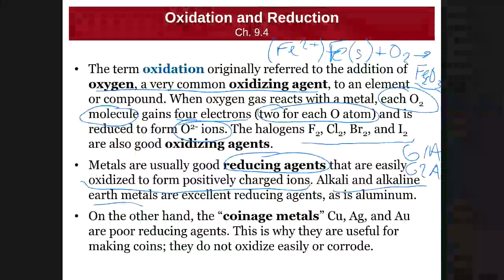All right, so alkali and alkaline earth metals, group 1A and group 2A elements, are excellent reducing agents. So is aluminum. On the other hand, your coinage metals, so copper like in a penny, silver, and gold, are poor reducing agents. That's why they're useful for making coins. They don't oxidize easily or corrode. They're very stable, so that's why we use them in coins.